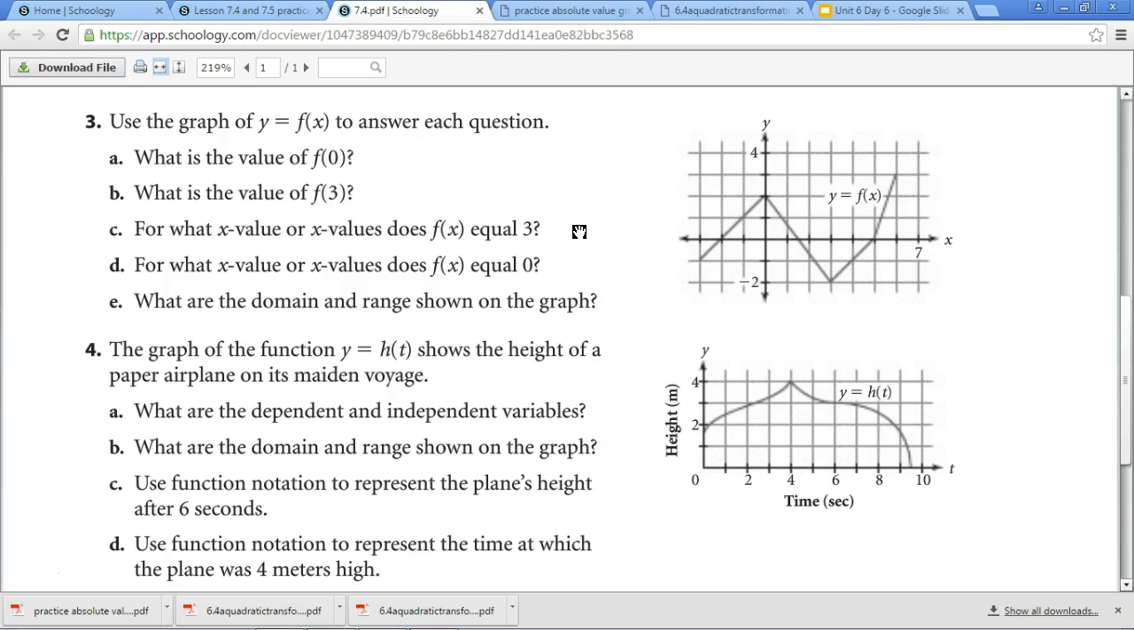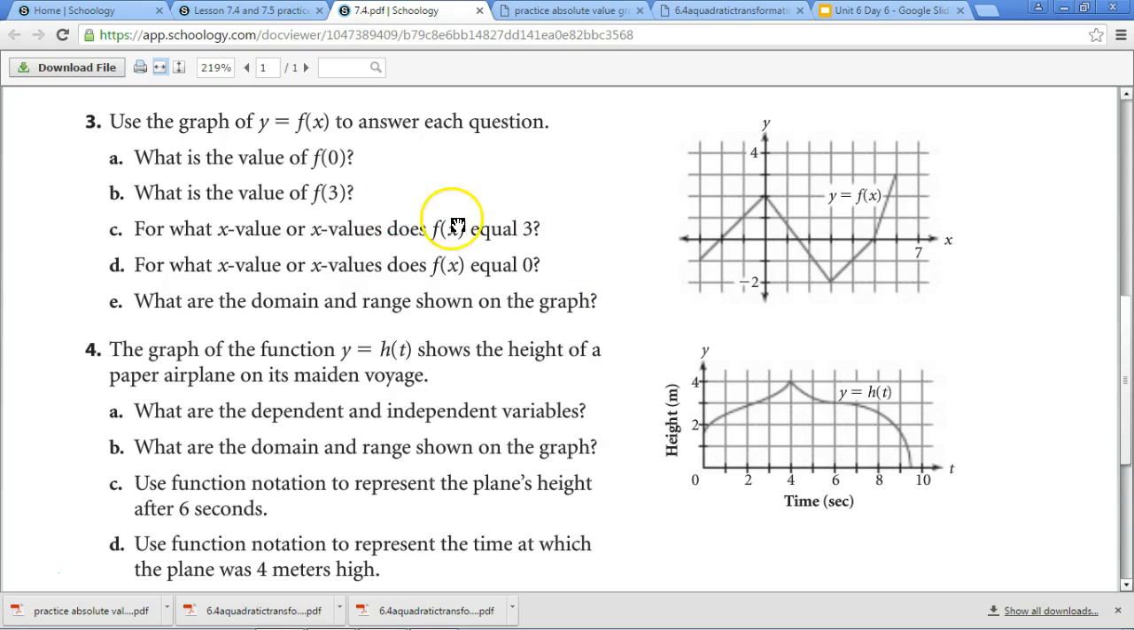What is the value of f when I input 3? So you look at the 3. Here's x is 3. I input 3. And where is my function? I'm drawing my words out to see if you have the answer before I give them to you. And my function is at negative 2. What is the x value or x values where f of x equals 3?